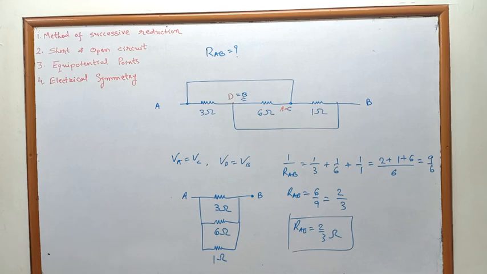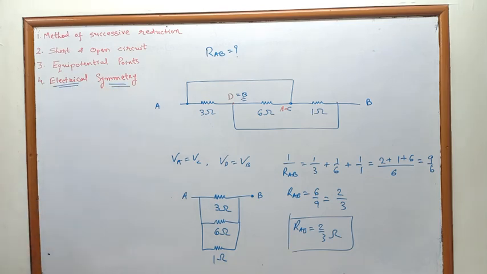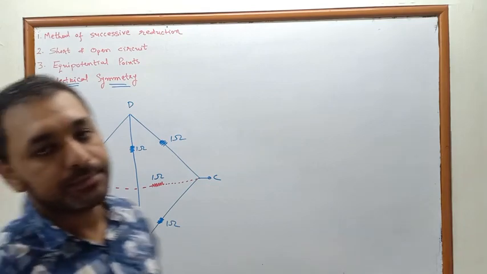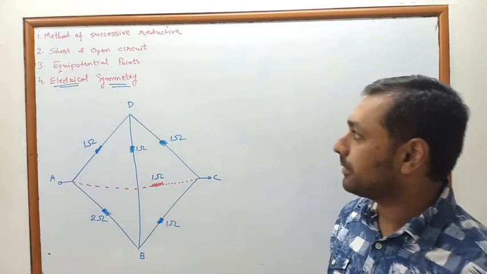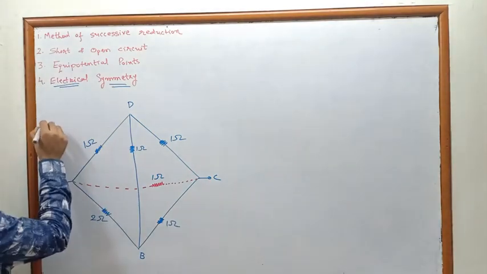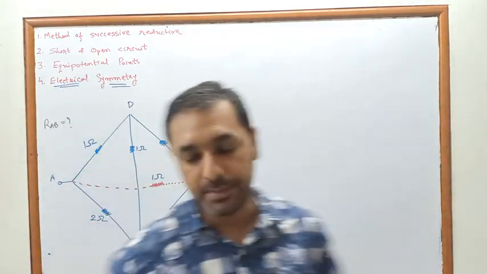Now let us take one more example of electrical symmetry. Now consider this circuit. Suppose you have to find the equivalent resistance between point A and B. You have to find RAB.